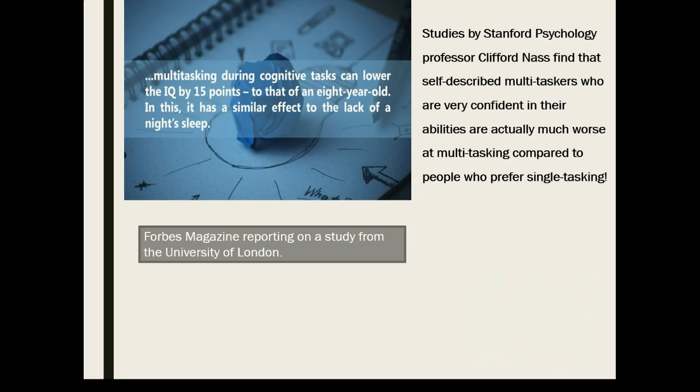So I don't want to be a colleague or a teacher who has the IQ of an 8-year-old. I want to bring my best game to you, so I'm going to try to not multitask, for instance, while I'm doing these kinds of screencasts for you. I'm going to try not to be distracted.